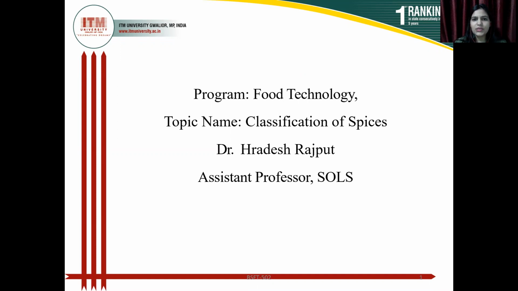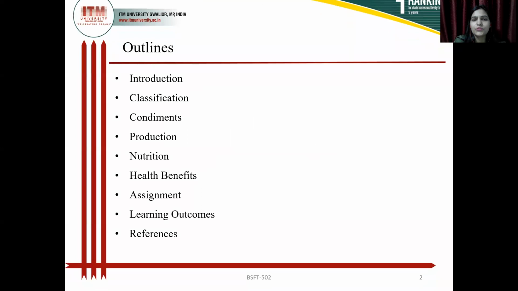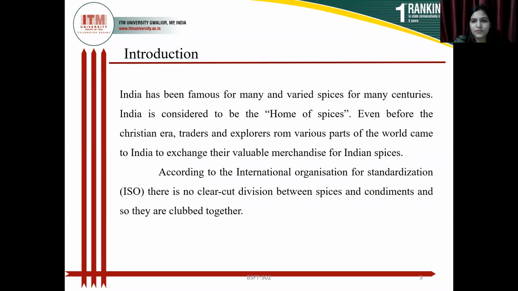And today's topic is classification of spices. So how we can classify the spices and what is the classification of spices, right? All these points I'm going to explain under this topic. Okay, so moving to the next slide, here are the introduction, classification, condiments, production, nutrition, health benefits, assignment, learning outcome, and references. So first of all, introduction.